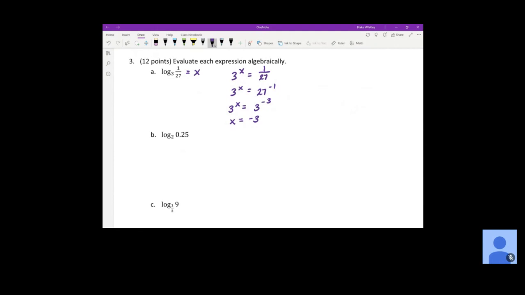Like I said, on this particular problem, on all the parts, that's what I'm going to be looking for: can you rewrite it in exponential form? Can you get the same base on both sides? And then just set those exponents equal to each other. Any questions on that one now?